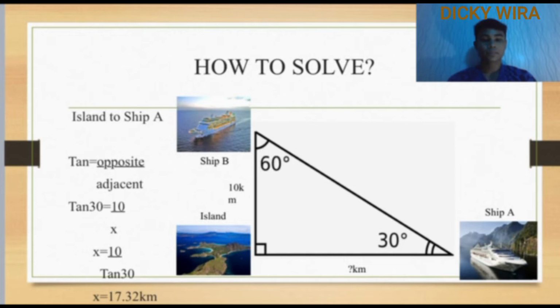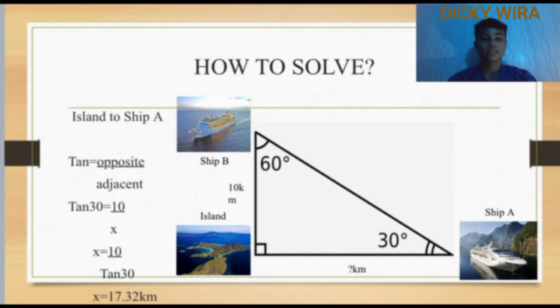The next slide shows how we solve the question with the help of the formula we got earlier. What is given is that the distance of ship B to the island is 10 km and the position of the island is 30 degrees to both ships. We can find the distance of the island to ship A using the formula tan equals the opposite over the adjacent.